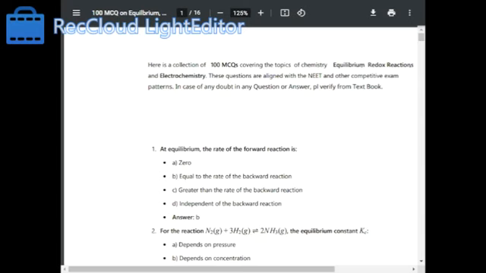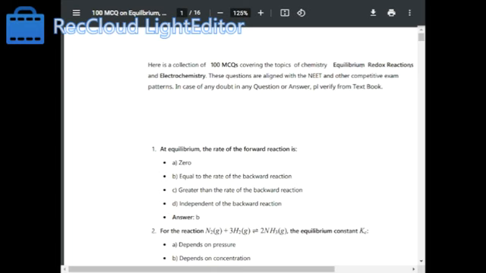Today I wish to discuss 100 MCQs covering the topic of chemistry, that is equilibrium, redox reaction and electrochemistry. These questions are aligned with the NEET and other competitive exams pattern. In case of any doubt in any question or answer, please verify from the textbook. I will try to discuss each and every question in a better way, but if you have any doubt in any question or answer, please verify from the textbook.